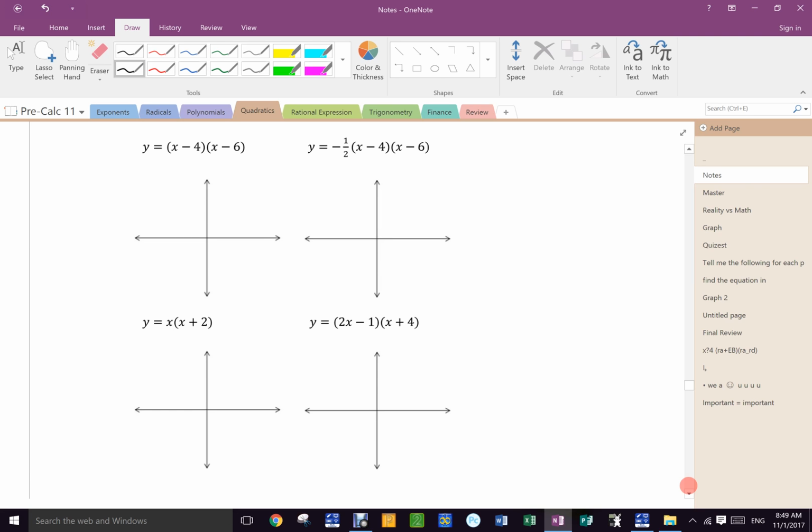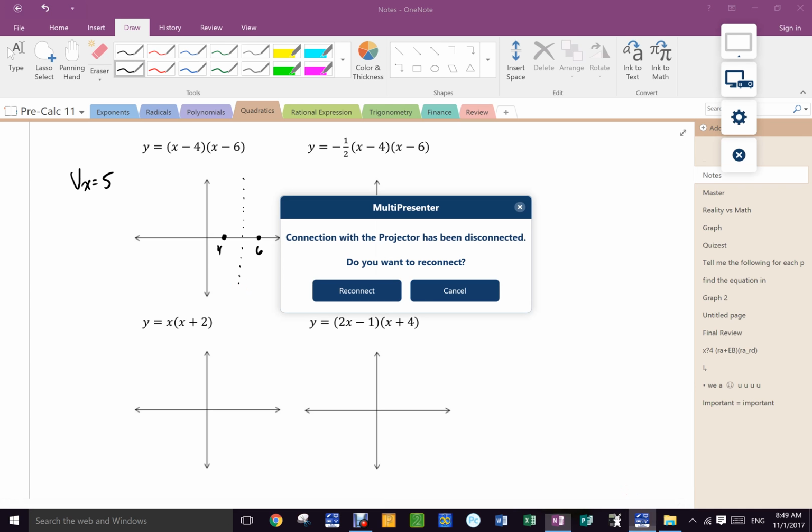Let's do the third one. What are my roots? 4 and 6. So what's my axis of symmetry? 5, because it's right in the middle. So my Vx equals 5, because that's my axis of symmetry. Awesome.